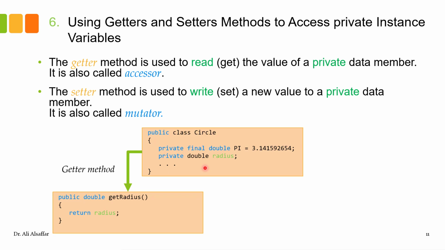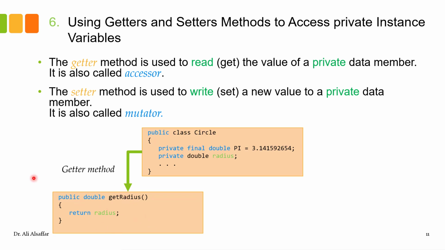It is a convention by Java programmers that you precede the instance variable name by the word get, and you uppercase the first letter of the variable name. So when we have radius, the getter will be getRadius. If we have a private variable called age, the getter will be getAge, and so on. Inside, you write return the instance variable, which is radius. So this is how you define your getter method.